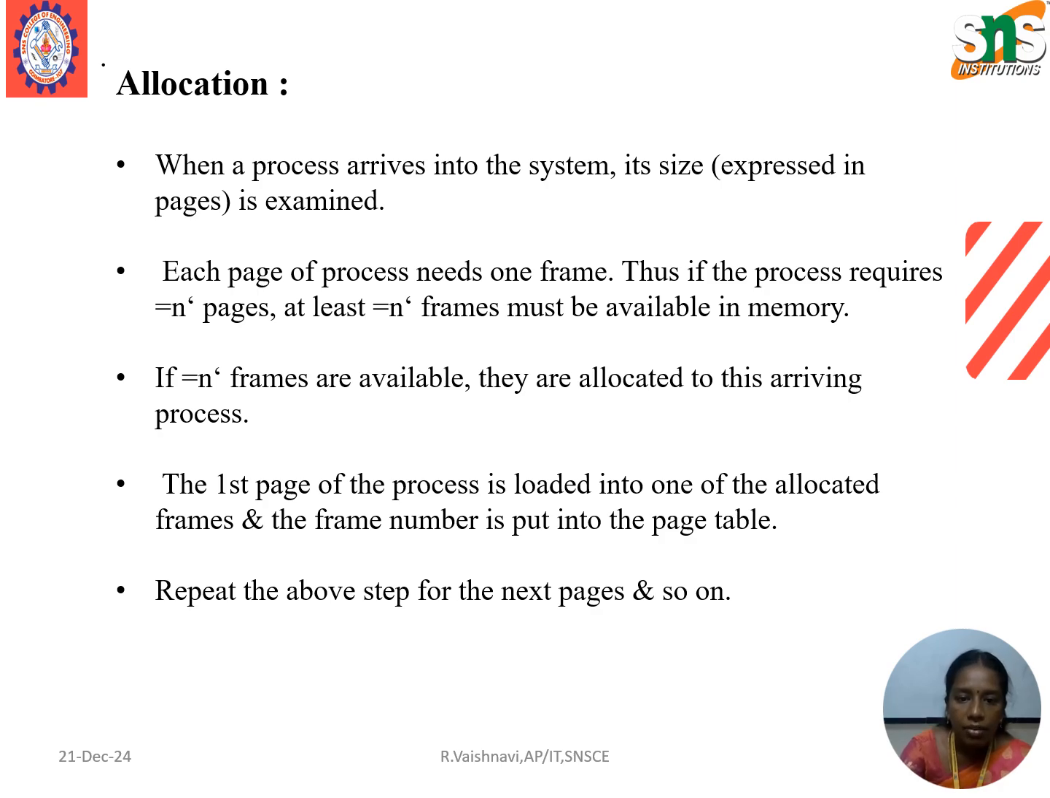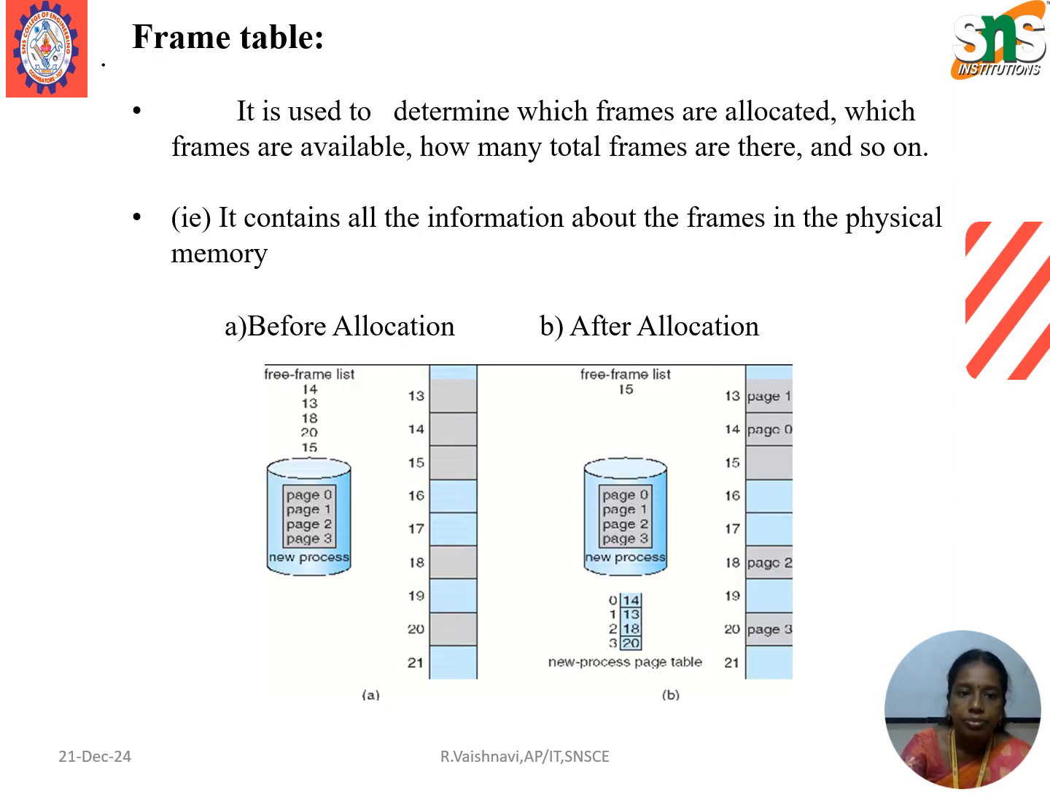When a process arrives into the system, its size, expressed in pages, is examined. Each page of the process needs one frame. Thus, if the process requires n pages, at least n frames must be available in memory. If n frames are available, they are allocated to the arriving process. The first page of the process is loaded into one of the allocated frames and the frame number is put into the page table. Next, repeat the above step for the next pages and so on.